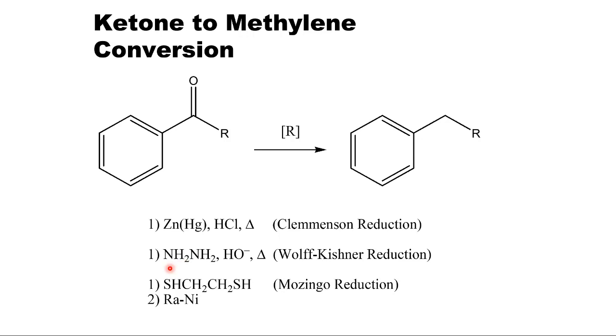The other one is a Wolff-Kishner reduction, and I think we talked about this briefly, but the intermediate for that particular reaction is to go through an imine. So in essence, you go to something like this. And then you can continue to, well, let me draw a bit more of the mechanism so it's clear.